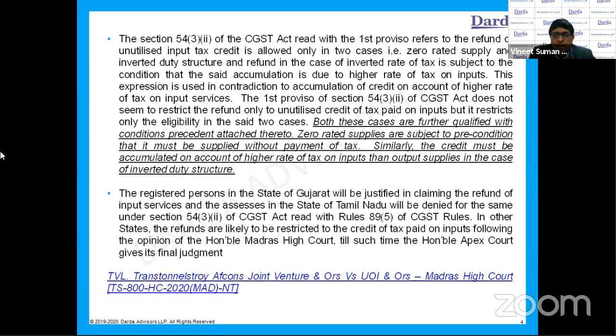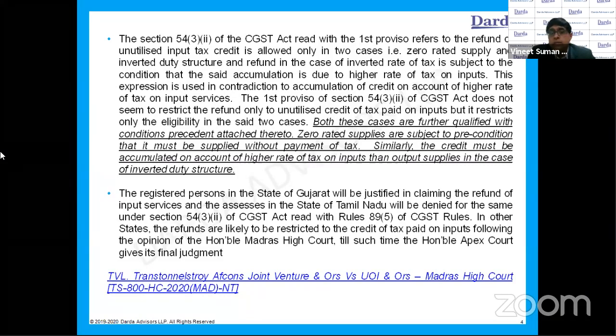So based on our analysis of both the judgments, with due respect to both honorable High Courts, the reasoning, the way they have taken all the aspects, even on input goods aspect or input tax credit on goods, they have specifically given it is only for the purpose of deciding the inverted duty structure. And 54.3.2 is only for two aspects, zero rated supply and IDS. And they have already put a condition for zero rated supplies, subject to the precondition that it must be supplied without payment of tax. So if you are doing it with payment of tax, 54.3 will not be a benefit to you.